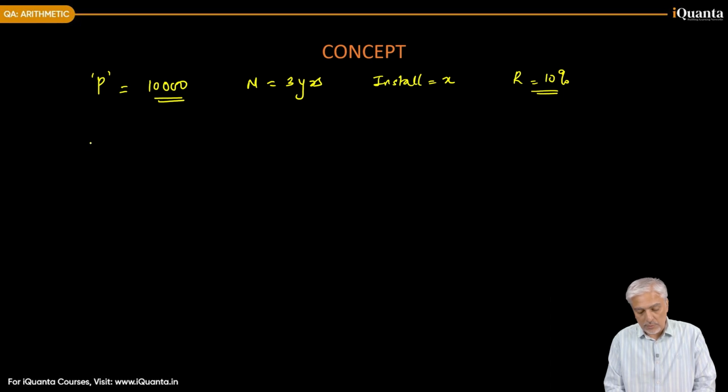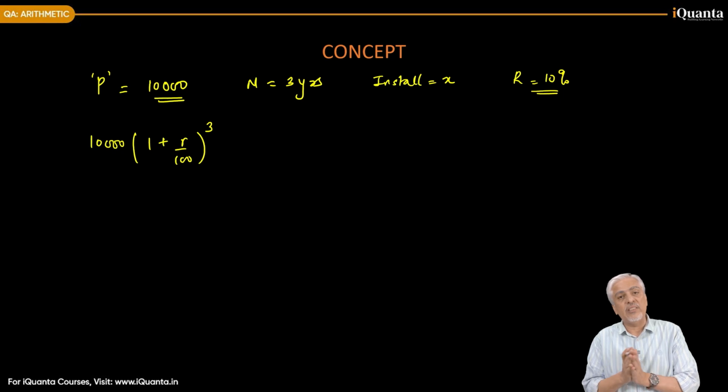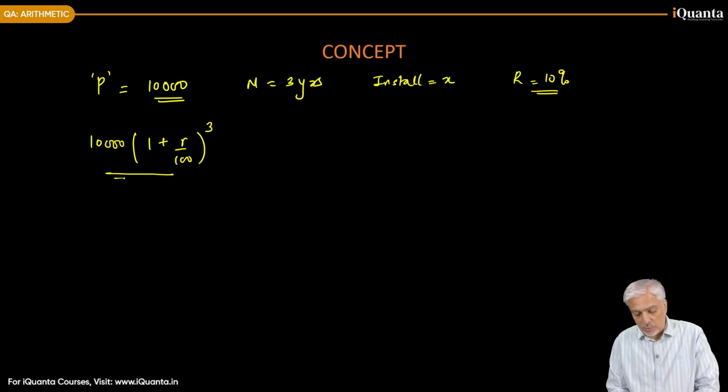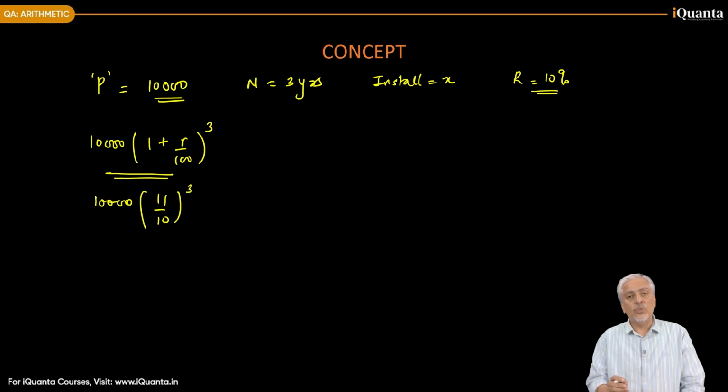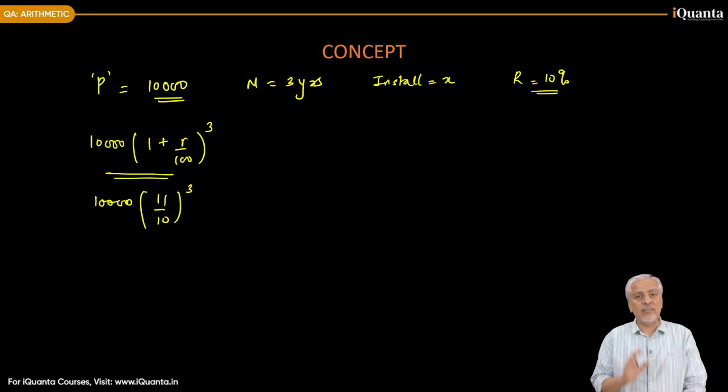So 10,000 into 1 plus R upon 100 raised to 3. If you were going to pay everything after 3 years, this is the amount you would have to pay. That would have become 10,000 into 1 plus 10 upon 100. 1 plus 10 upon 100 would be 1.1 or 11 upon 10, whatever you're comfortable with. 11 upon 10 raised to 3. So this is the amount you would have to pay after 3 years.